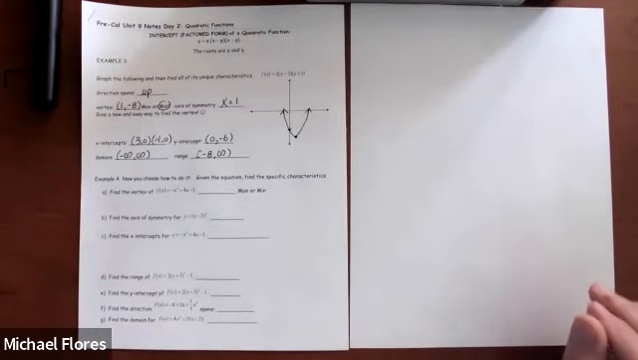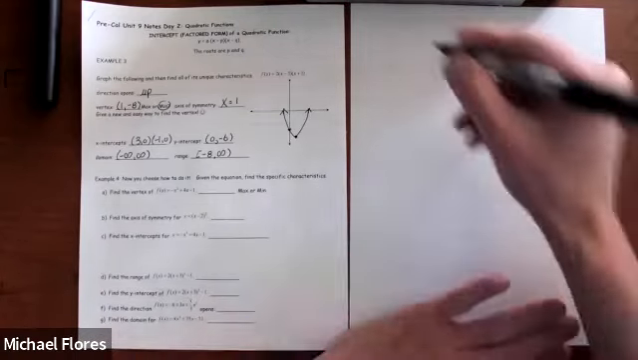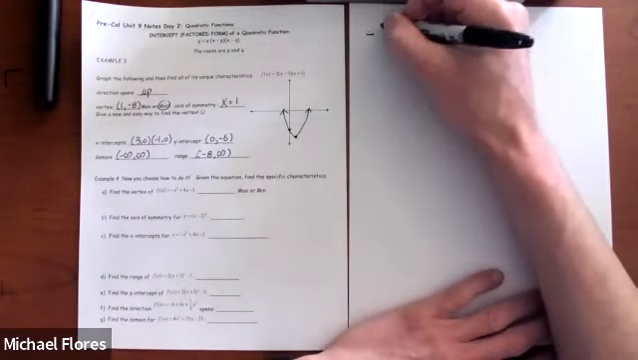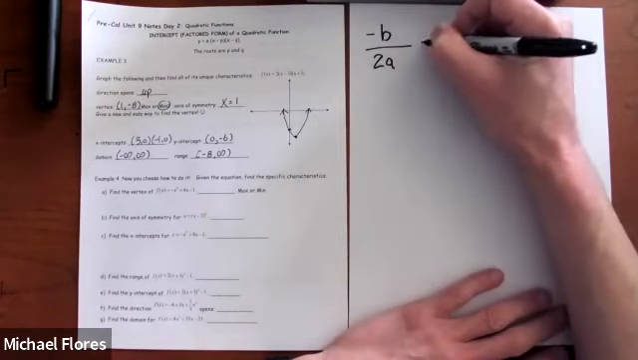Example 4. Now choose how to do it. Given the equation, find the specific characteristics. So we have to identify the vertex here. This is written in standard form. So in order to find the vertex, we need to do -b over 2a, and that will give us our x value.